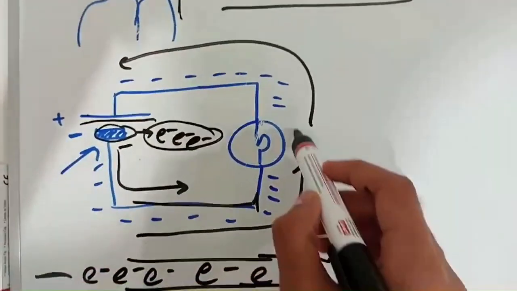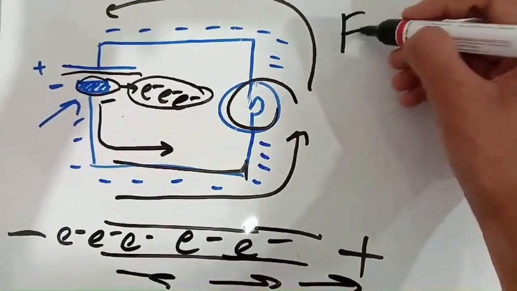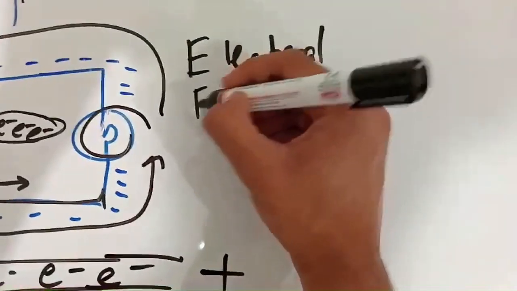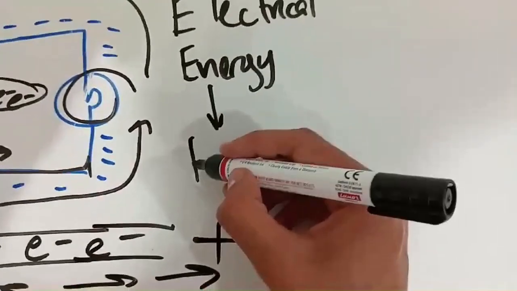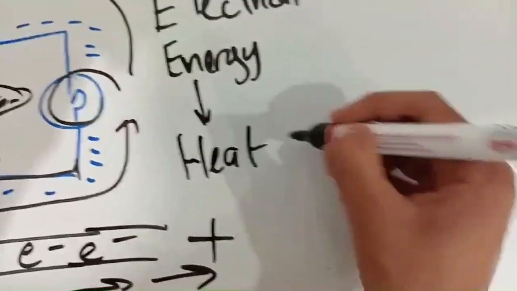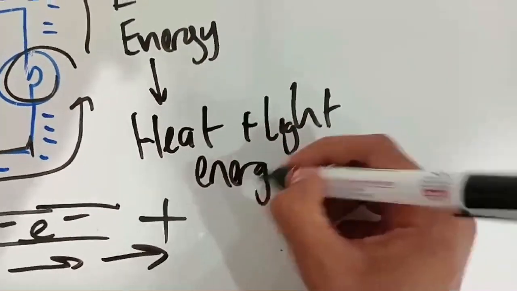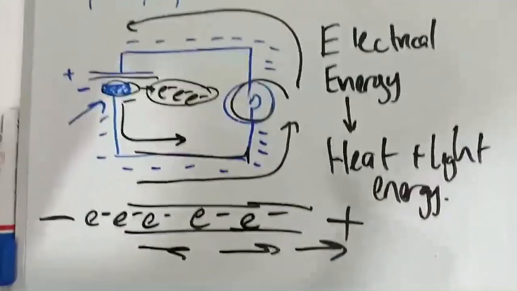And when the electron reaches the light bulb, it will transfer electrical energy. And so eventually what's going to happen is electrical energy will become heat energy. Oh, sorry, light and heat energy. Heat plus light energy. That's what's going to happen. And so this is how voltage works.